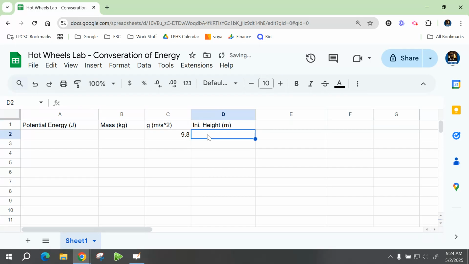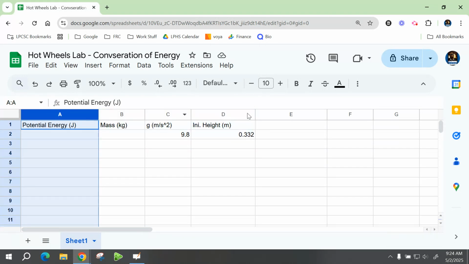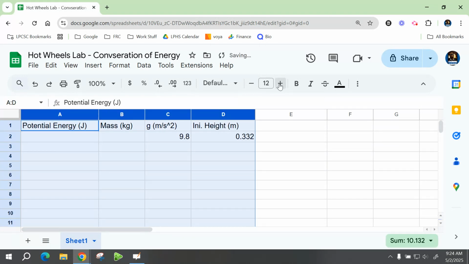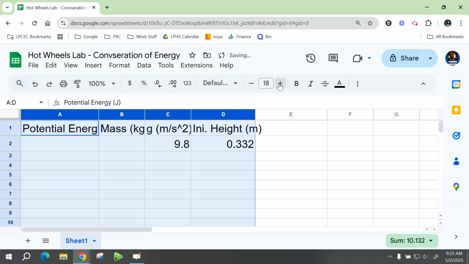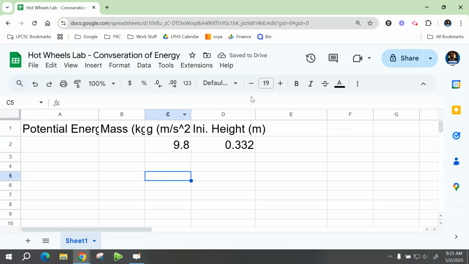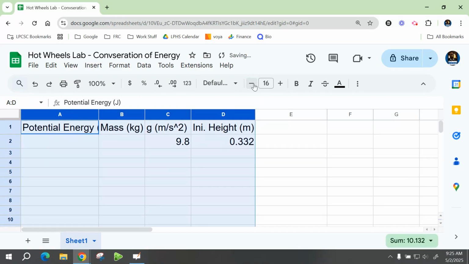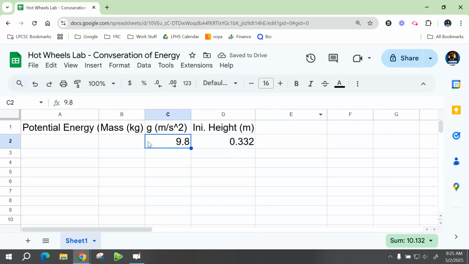So my group up here, when they measured theirs, it was 0.332, and I'm going to make this bigger so the kids in the back can see it. I'll crank that bad boy up like this so the kids in the back can see it. Okay. Well, maybe that's too big. There we go. All right.